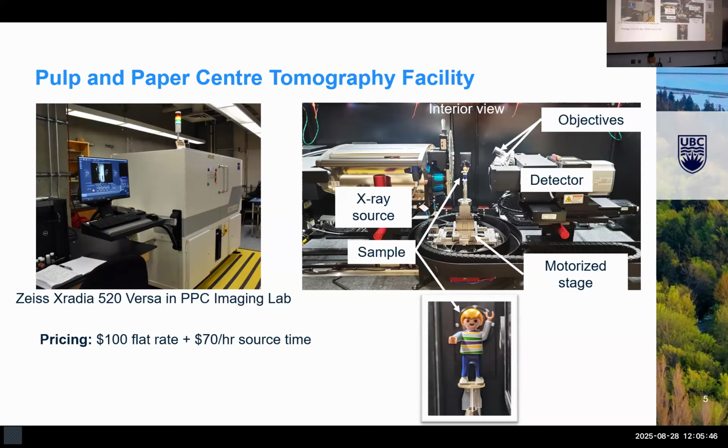In terms of pricing, there's a $100 per hour flat rate, which is used for our technician James to set up the samples, and then also $70 per hour source time, because the source does degrade, and that's just to help us replace it down the line. We're not making a profit. And then, unlike some other instruments on campus, all scans are acquired by James, not a use it yourself thing.